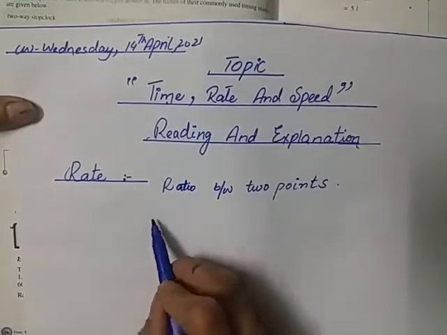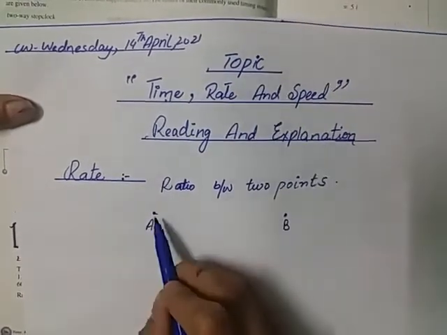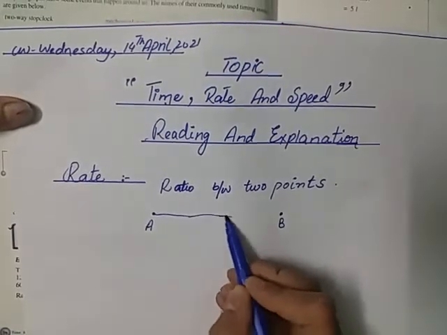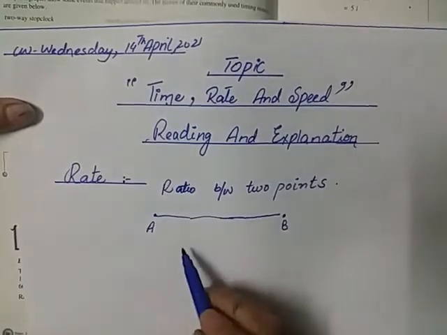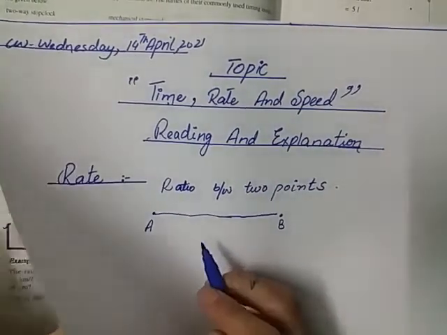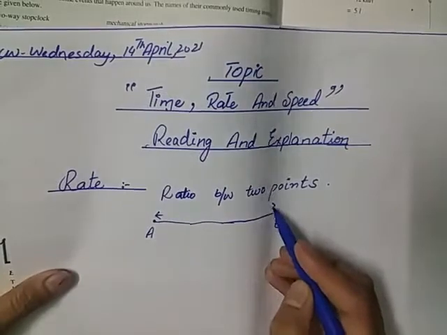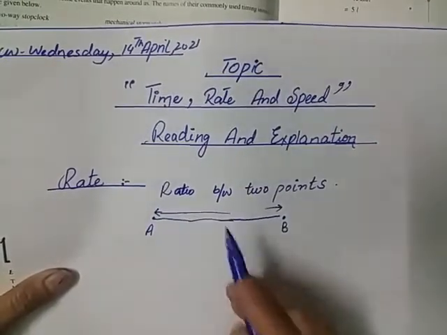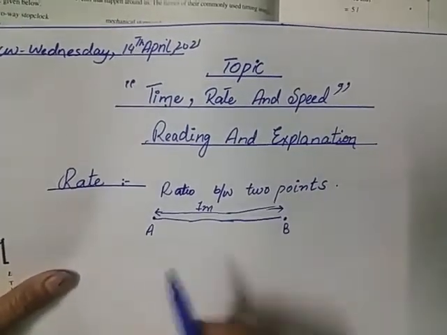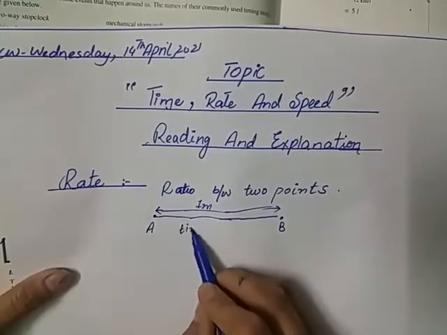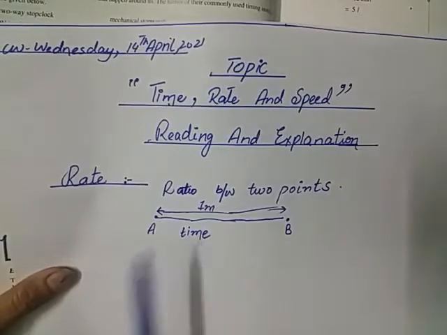For example, we are traveling from point A to point B. For example, a car or any object is moving from point A to point B. Then the distance traveled, that is how much distance is traveled. For example, this distance here, from here to here. This distance might be 1 meter, in how much time? What is the time for traveling from point A to point B? Then this ratio is known as rate.